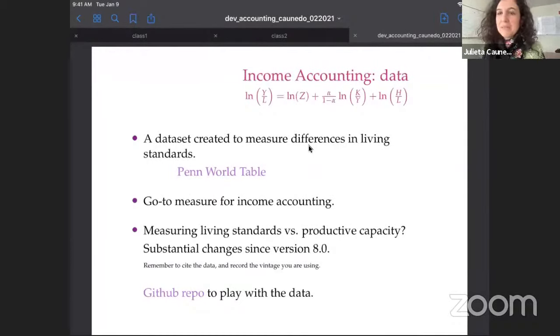Now, my 2 cents here before we even get into the data is that in general, you should be very careful on how you set the data and record the vintages that you're using, because this data is in constant change. The group that is putting together this data is working really hard to make as many improvements to the data as possible. So that means that the data change.